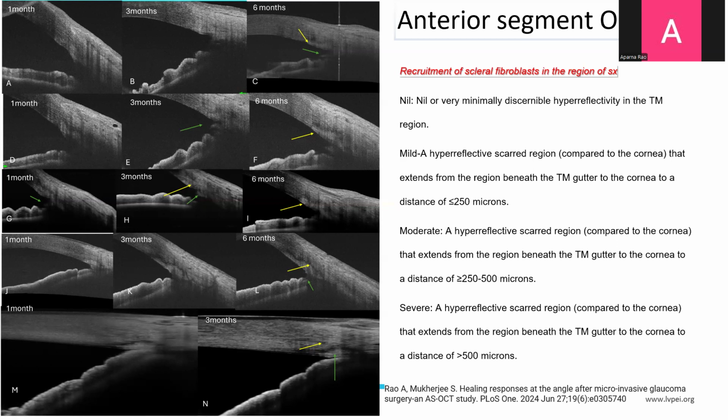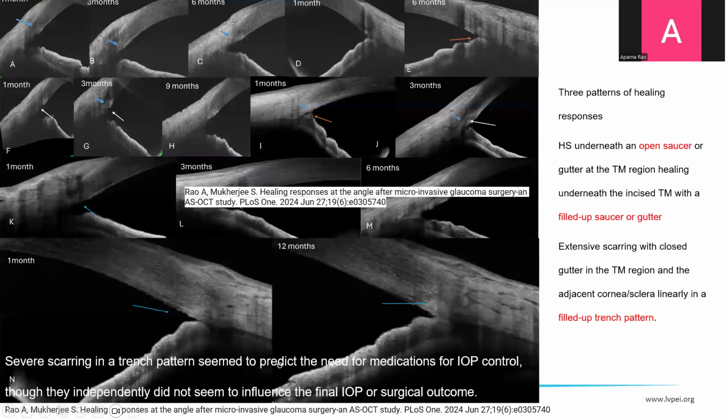In our earlier study, we did find various grades of scarring as can be seen in these slides, ranging from mild, moderate to severe scarring that can be seen in the region of surgery that used to happen in three distinct patterns, which include an open saucer, a closed saucer, or a filled up trench pattern. What was interesting in our study was that severe scarring in a trench pattern seemed to predict the need for medications for IOP control, though they did not independently seem to influence the final IOP or the surgical outcome.